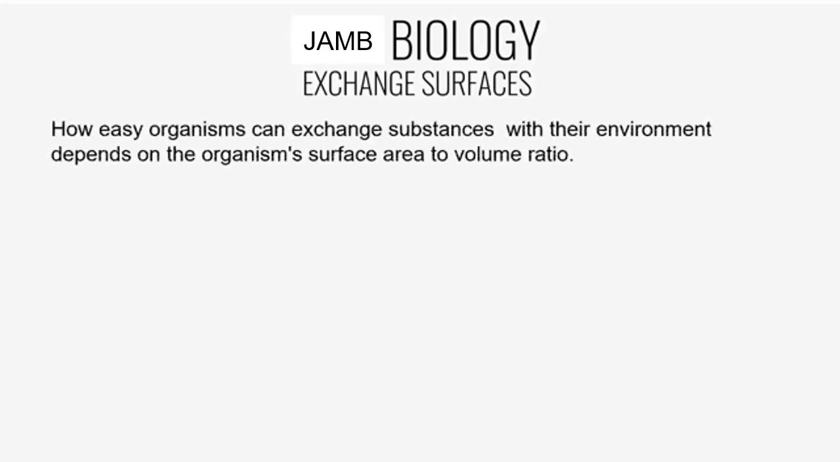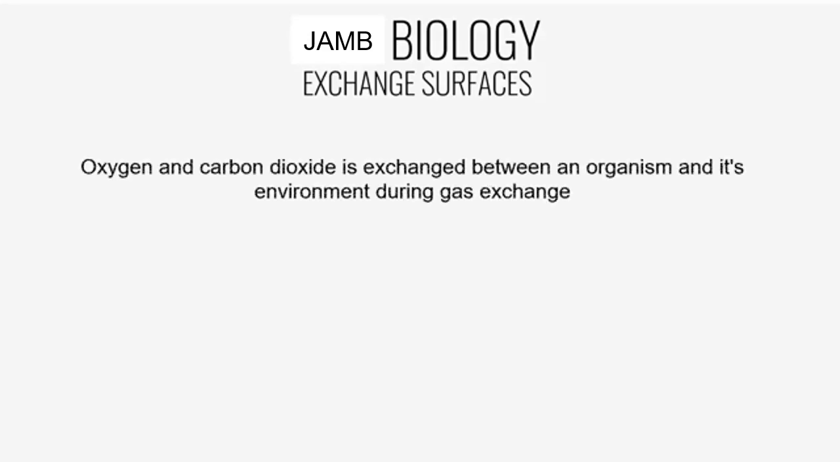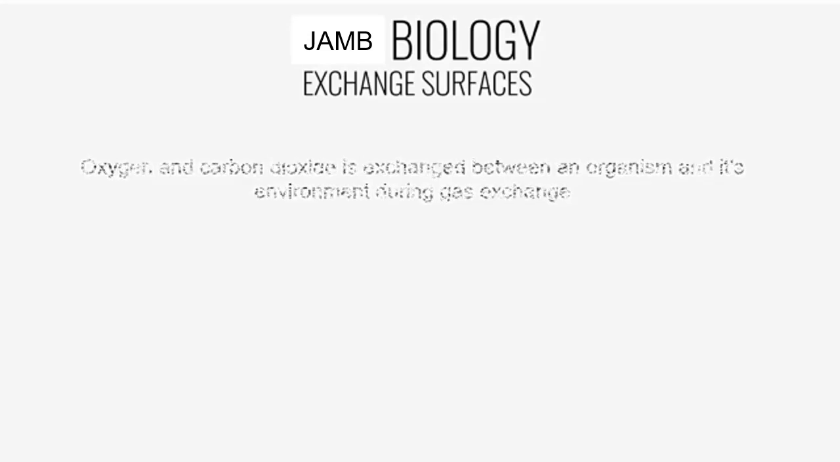So we already know that organisms can exchange substances with their environment. But how easy these substances can move between the organism and its environment depends on the organism's surface area to volume ratio. So organisms can use diffusion to take in substances they need and then remove wastes. For instance, oxygen and carbon dioxide are exchanged between an organism and its environment during gas exchange.